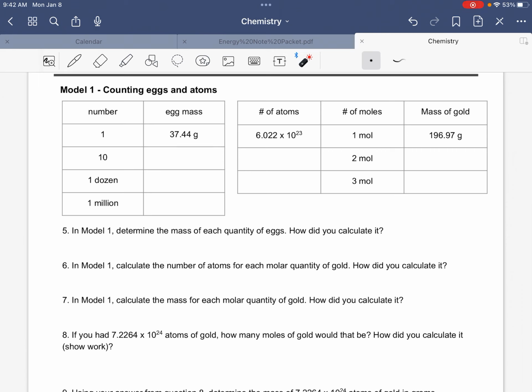Same thing for 3 moles. I would just take this original number, Avogadro's number, times 3 in order to determine how many atoms. Again, I'm not going to go through and calculate all of them.